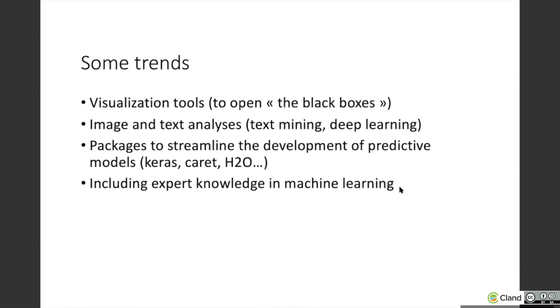Some trends: visualization tools. A lot of people work on the development of such tools to open the black boxes of machine learning. We see more and more application of image and text analysis. We see also more and more new packages to streamline the development of predictive models. So all the different steps I've shown here, like training, cross-validation, testing, can now be easily automatized using dedicated packages like Caret, H2O, and so on. And now we start seeing a new trend consisting in including expert knowledge in machine learning. So it's not only about data anymore, it's about data plus expert knowledge.